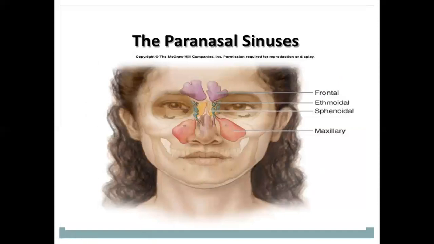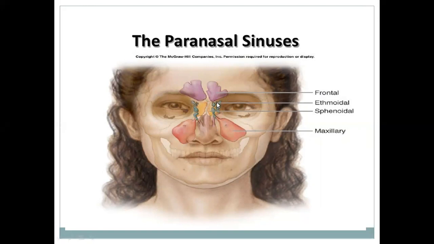These are the paranasal sinuses. We have the frontal sinus in the frontal bone. These are the maxillary sinuses, present in the body of the maxilla. The roof of the maxillary sinus is related to the orbital cavity, and the floor, the apex of the maxillary sinus, is over the premolars and molars of the teeth.